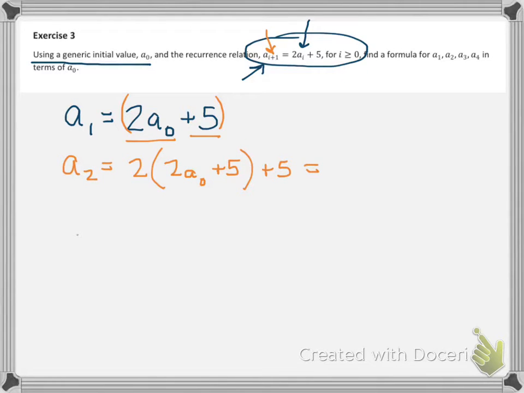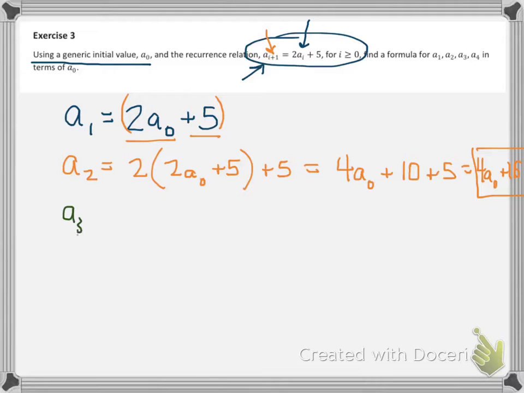So if we simplify, we get the distributive property: 2 times 2a sub 0 is 4a sub 0 plus 2 times 5 is 10 plus 5. And all in all, I'm running out of room, but it's 4a sub 0 plus 15. All right, that's a sub 2. I'm going to remember this because I'm going to need that for the next one. Let's get to a sub 3.